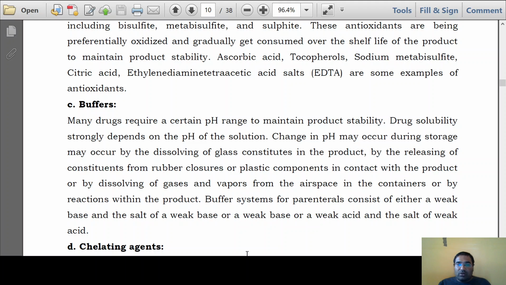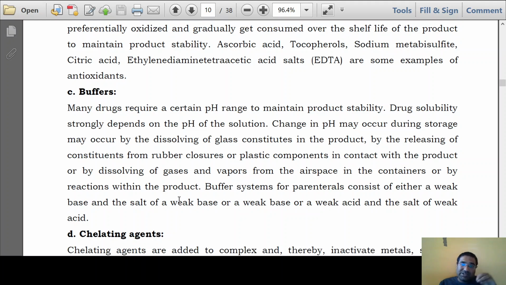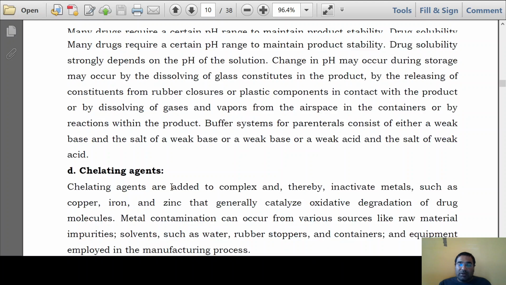Change in pH may occur by dissolving of glass constituents in the product, by release of constituents from rubber closures or plastic components in contact with the product, by dissolving of gases and vapors from the airspace in the containers, or by reaction with the products. So these different processes change the pH. Buffers used for parenterals consist of either a weak acid and the salt of the weak acid, or a weak base and the salt of the weak base. So buffers are basically used to prevent change in pH of the parenteral product.